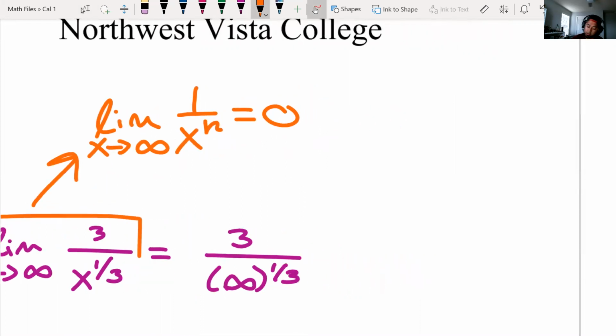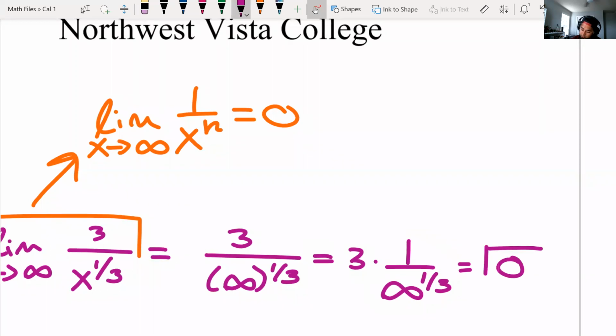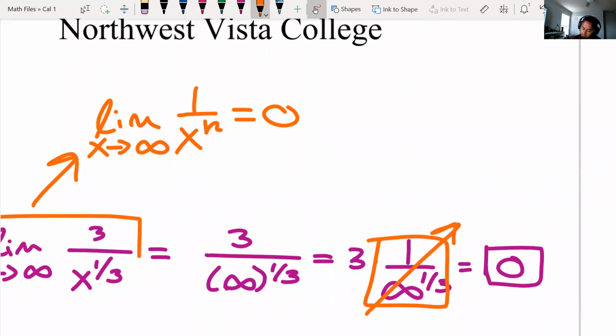So that means if I were to rewrite this, it doesn't matter what number is in the numerator, but if I rewrote it as 3 times 1 over infinity to the 1/3, we know that this would become 0. So the whole answer is just what? 0. There you go. So this just becomes 0, because this part becomes 0.